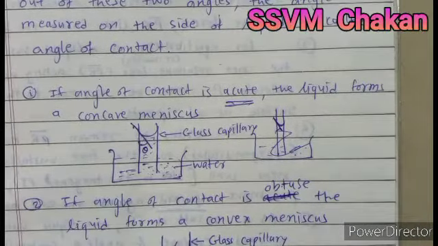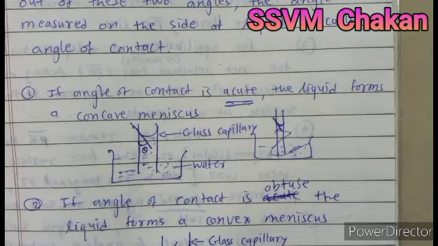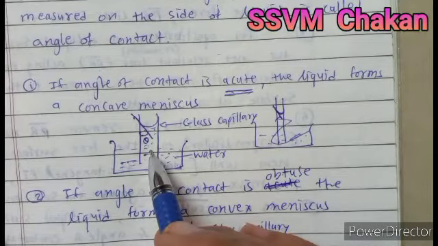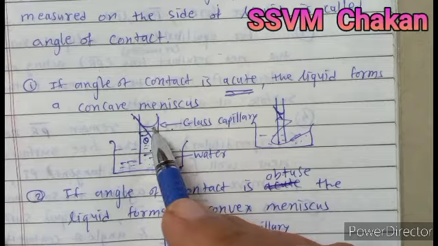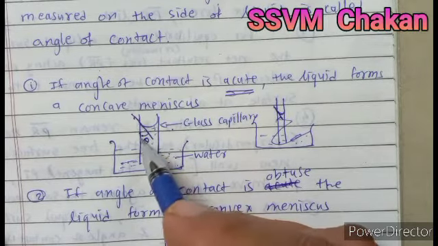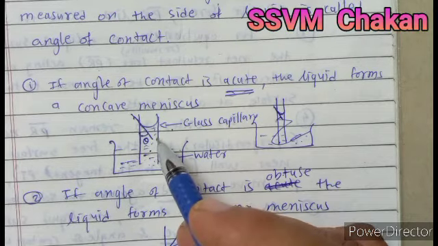If the angle of contact is acute, the liquid forms a concave meniscus. That means in the case of water and glass, we get this concave meniscus, and at that time the angle of contact is always acute. Acute means less than 90 degrees.